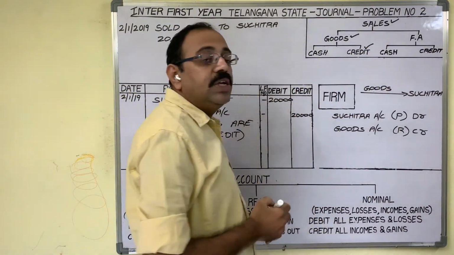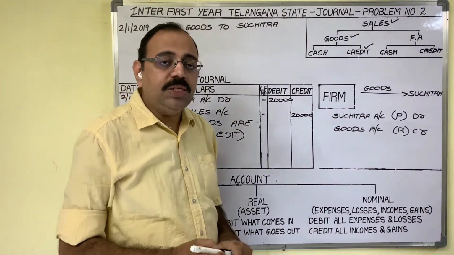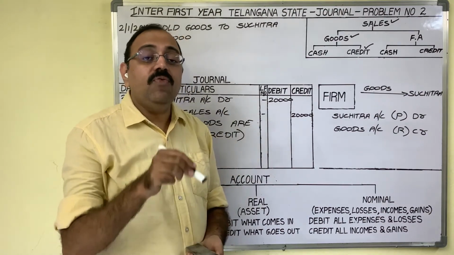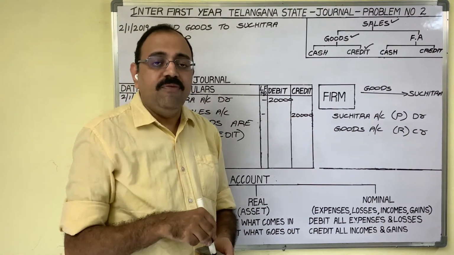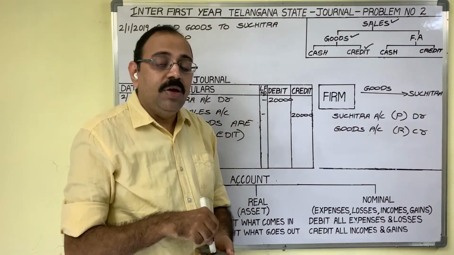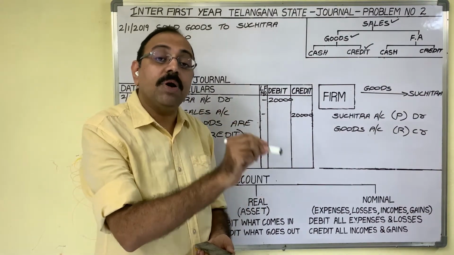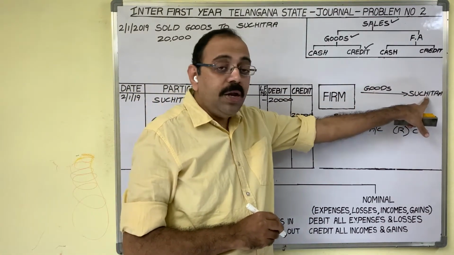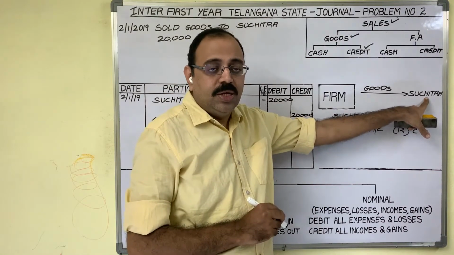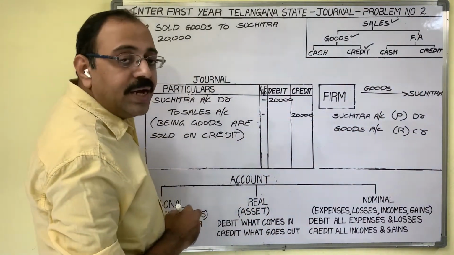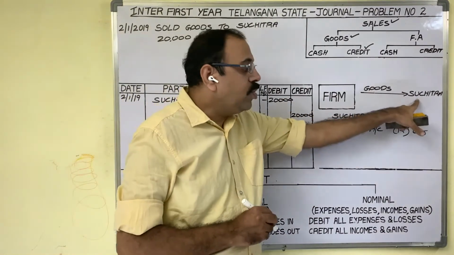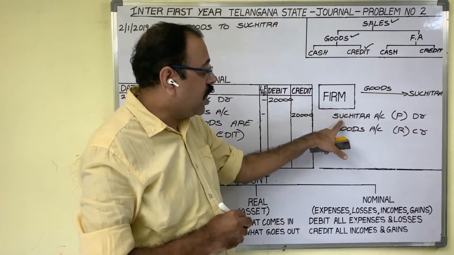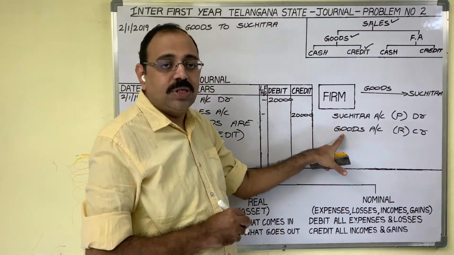Whenever a customer's name is given to us, the meaning is we want to maintain her account in our books. We want to remember her name. When do we remember a customer's name? When we sell goods to the customer on credit. The firm sold goods to customer Suchitra on credit. On this date, on the second date, only goods are going, cash is not coming. Then the two accounts are Suchitra account and goods account.